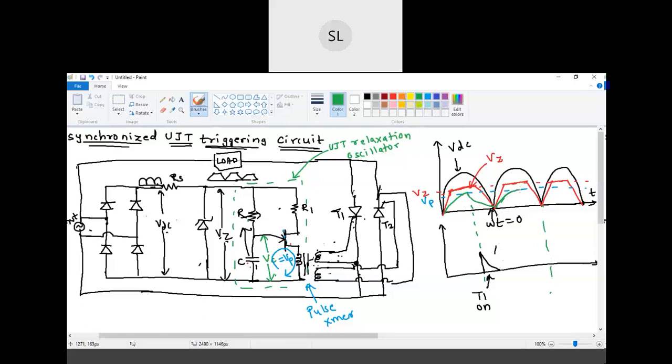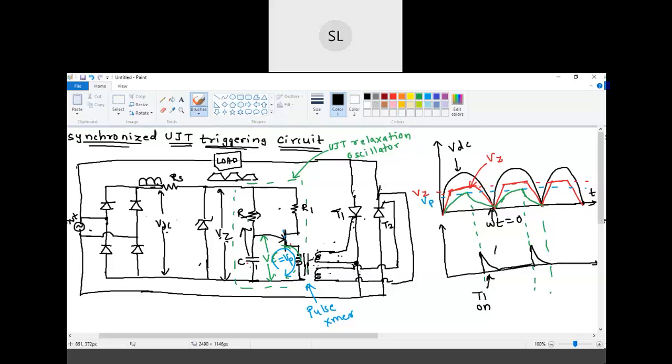As soon as the voltage across this capacitor reaches the peak point voltage of this UJT, the UJT will be turned on and the capacitor will start discharging through this UJT as well as the primary of the pulse transformer. While discharging, it will provide a pulse. A pulse will be generated and it will be transferred to the secondary of the transformer.